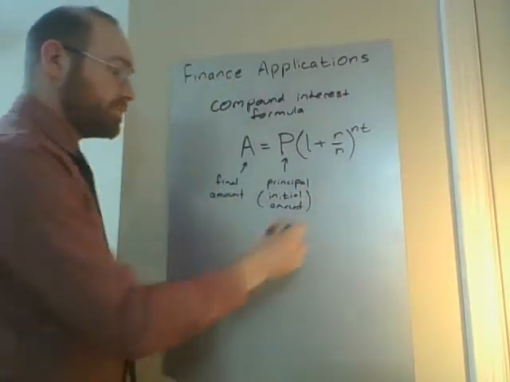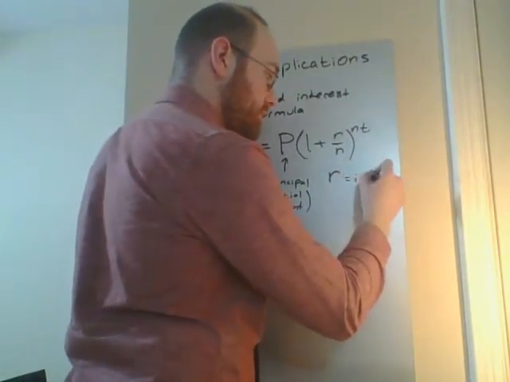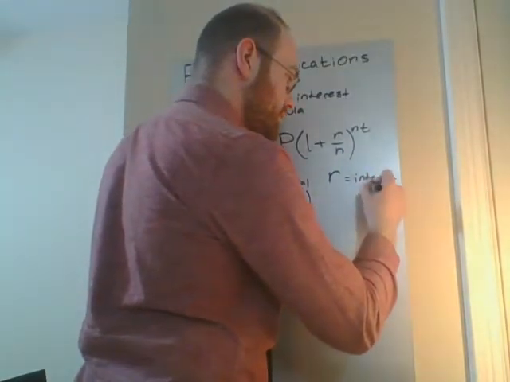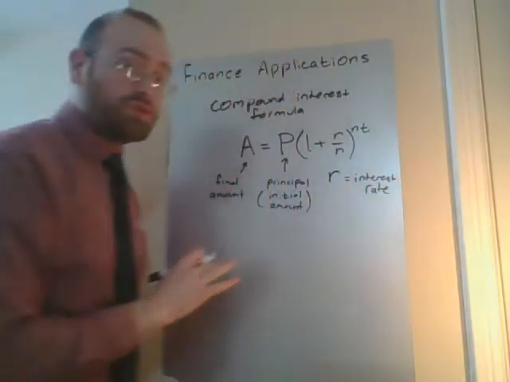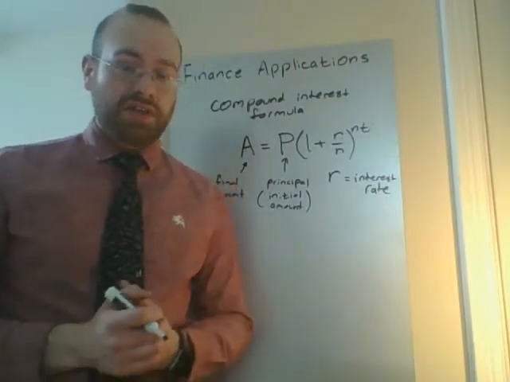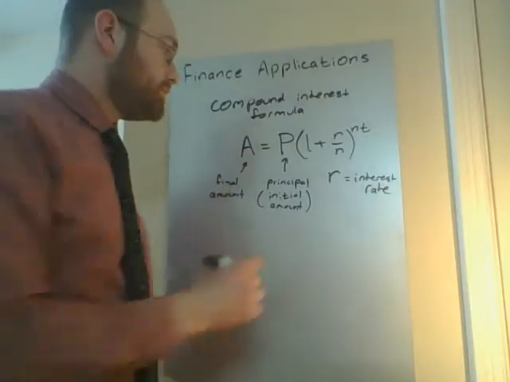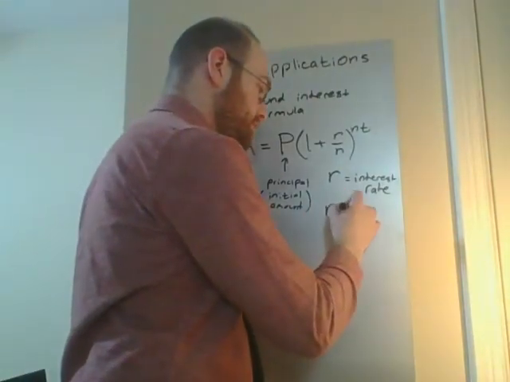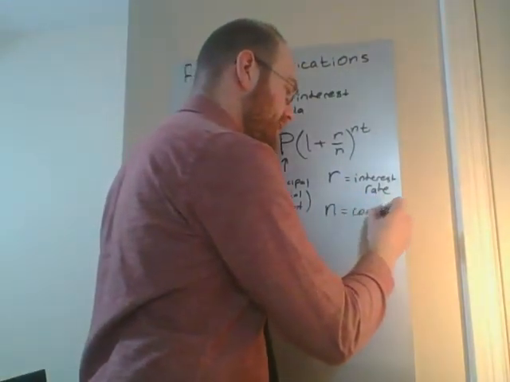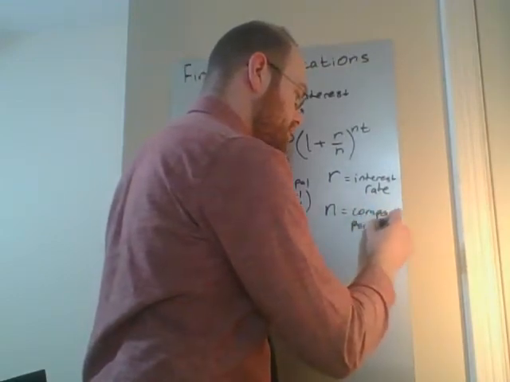R is the interest rate. So the interest rate. And it's important to remember that even though interest rates are often spoken of as percentages, mathematically we need to use the decimal, not the percent. N is the number of compounds per year.